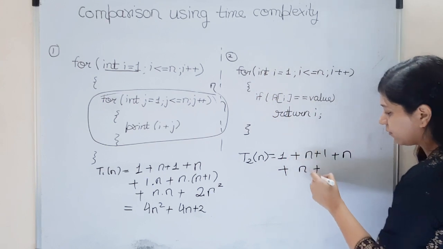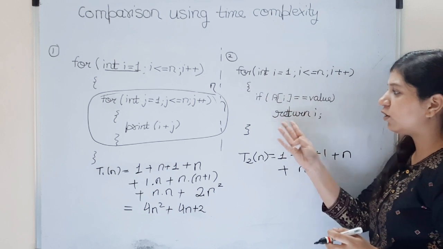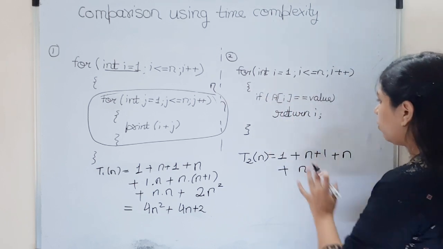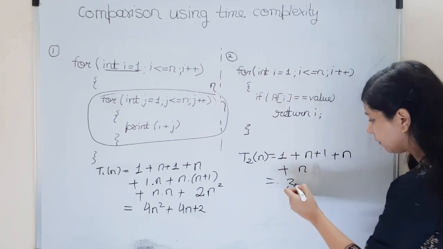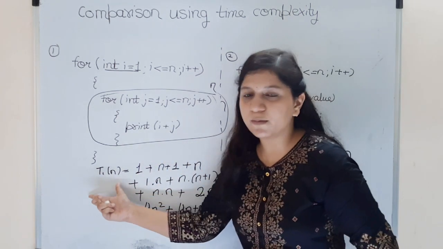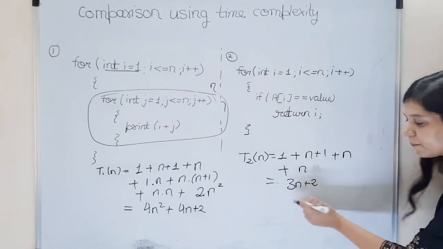So n. And this is the code of linear search. We are thinking that we will not go inside this if in the worst case. So this is the total. Now it is coming as 3n plus 2. In this case, the time complexity is this, and in this case, the time complexity is this.